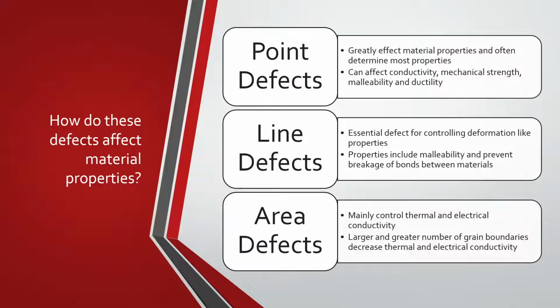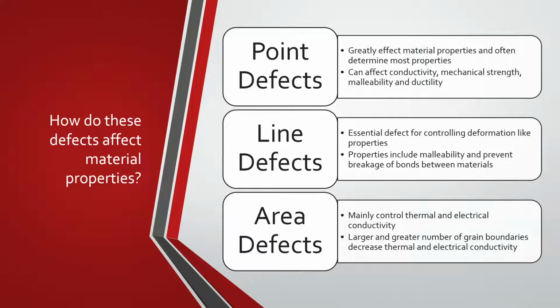So how do these defects affect material properties? Point defects greatly affect material properties and often determine most material properties. This is in part because of impurities, and we'll get into weight and atom percent, but also vacancies and substitutional atoms causing different deformations. So they can affect conductivity, mechanical strength, and malleability. Vacancies and substitutional atoms can affect electron and heat flow, making it like a boundary where electrons and heat can't pass through.